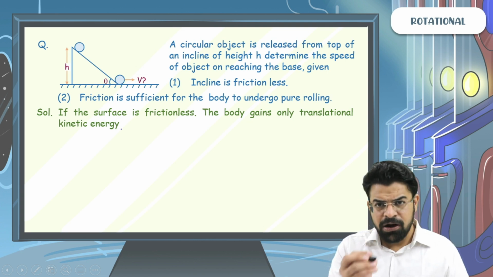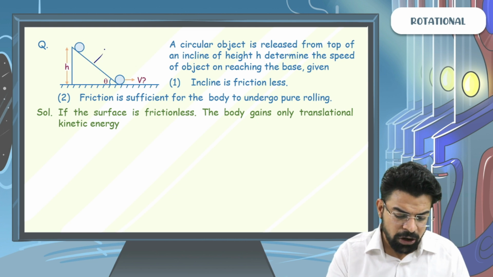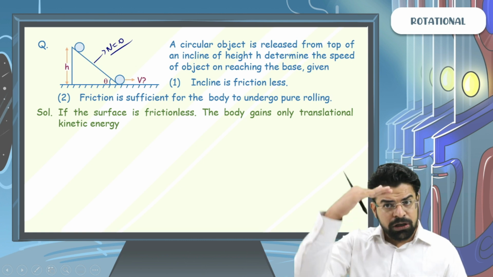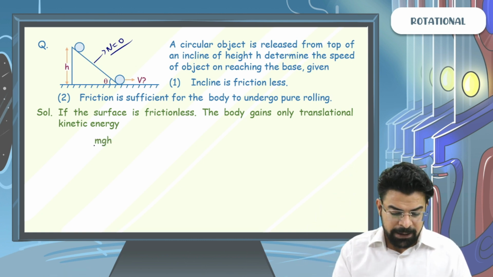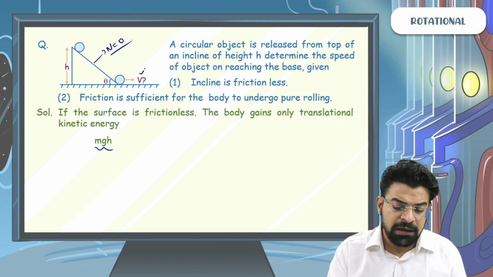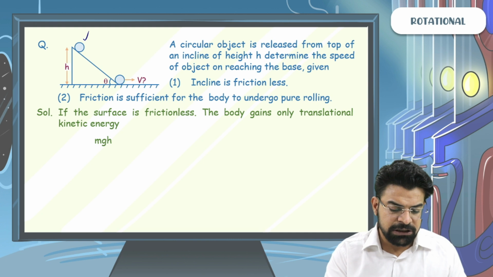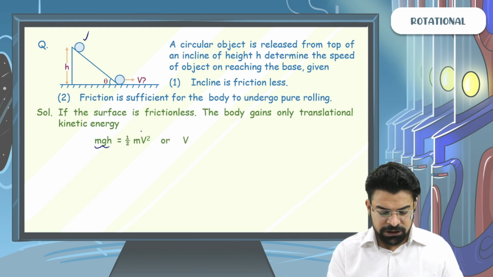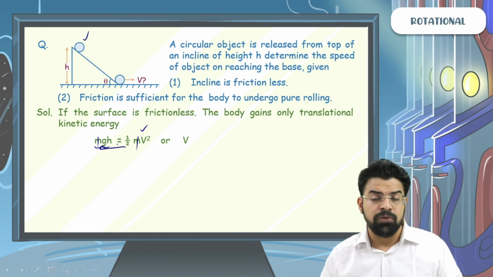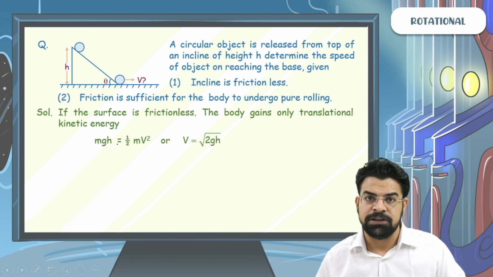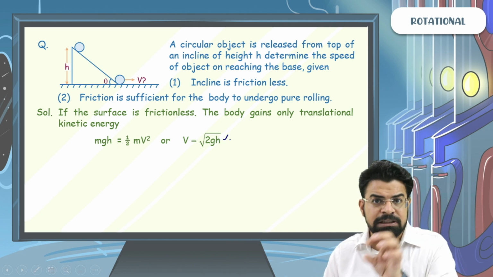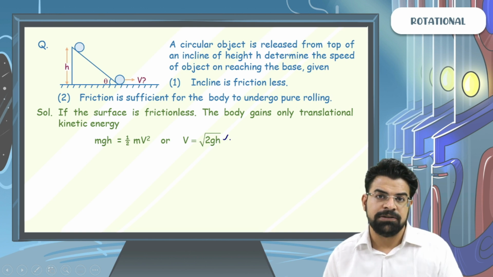So you can write the work done by all the forces. The work done by normal has to be 0. We have learned that the work done by normal of a fixed surface is 0. Only gravity will do the work, and that work will be mgh. So mgh, the work done by gravity, equals the change in kinetic energy: final kinetic energy half mv square minus initial 0. So mgh equals half mv square, and cancelling, bringing the 2 up and taking the root, v has to be equal to root 2gh. This is the speed of this object on reaching the base given that the surface is frictionless.